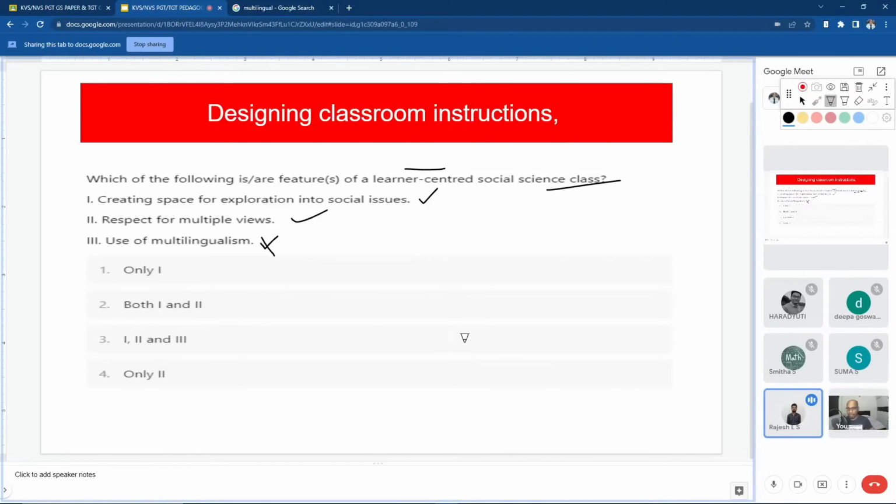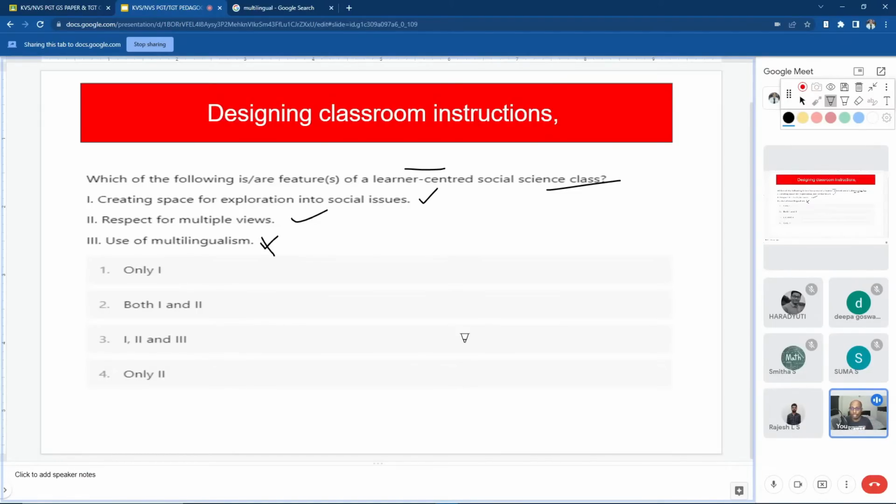But 1 and 2 is 100% correct. See, in KVS, for example, in Bangalore city, we have a different set of students. Nobody's mother tongue is English. Some of the students speak Hindi. Some of the students speak Telugu. Some speak Kannada. Some speak Tamil. Some speak Malayalam. Some speak some other language.